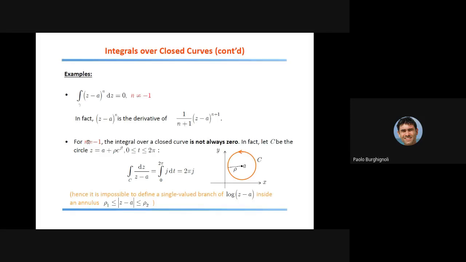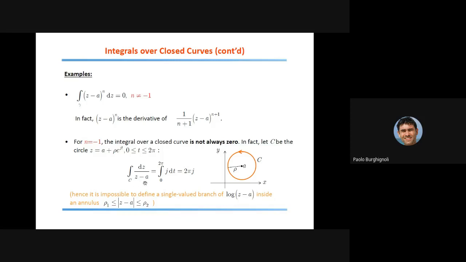The only exception occurs when the exponent is -1, as we can see immediately if we take a circle which goes around our point a, and we parameterize this circle in the most natural way as a plus rho, the radius, times the exponential e to the jt, where t is the parameter that goes from 0 to 2 pi in order to cover the circle entirely once. So if we calculate the value of the integral of the function (z minus a) to the -1, which is written here as a fraction, 1 over z minus a, then it's immediate to see that this is equal to the integral from 0 to 2 pi of j dt. And this is not equal to 0, but equal to 2 pi times j. So this is an example of a function which cannot be represented as the derivative of an analytic function.